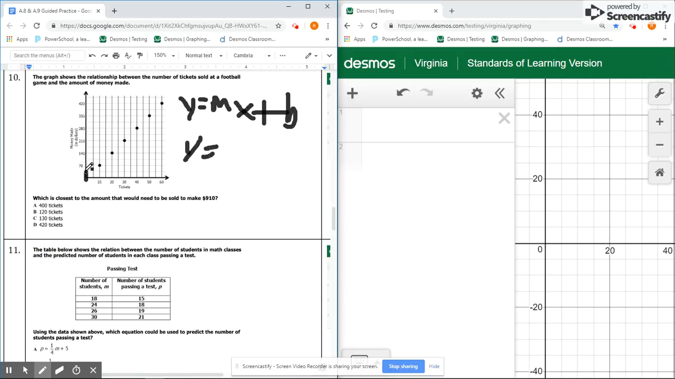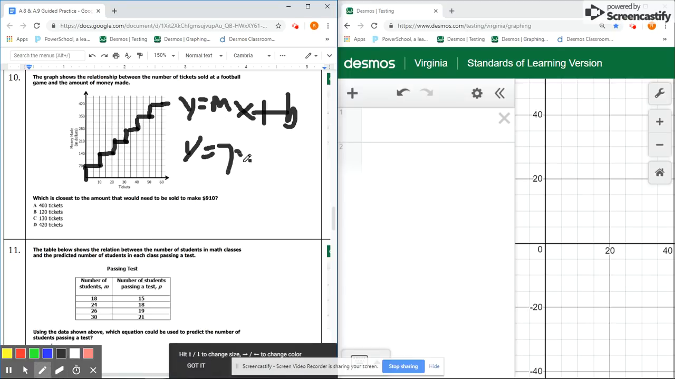Okay, m is slope. So let's think about the slope. We go up 70 over 10, up 70 over 10, up 70 over 10. Okay, so up 70 over 10, that's going to be our slope. You simplify that, 70 divided by 10 is just 7. So 7x, and then plus our y-intercept.